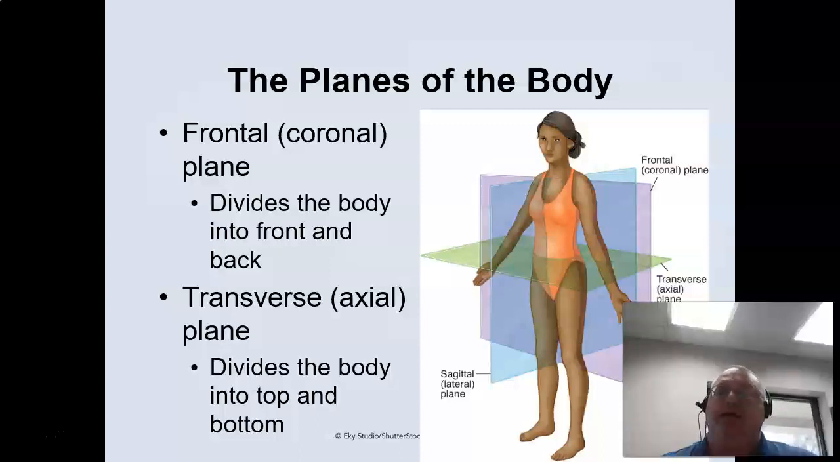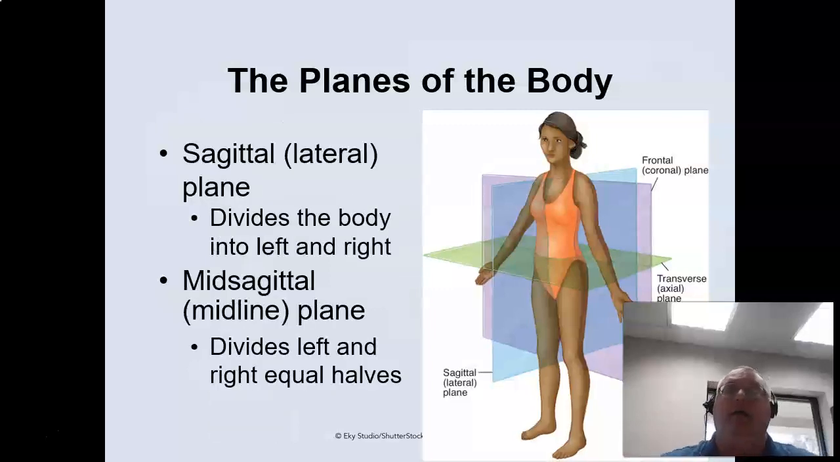Now, we also divide the body into planes. Usually the sagittal plane is a lateral plane, where your frontal splits the body between front and back, and then you've got a transverse or an axial plane. We use this a lot, actually, like with ultrasounds or X-rays, to describe how we want the picture taken. Your sagittal plane divides the body into left and right, and mid-sagittal is a cut down the middle into left and right sides of equal halves.